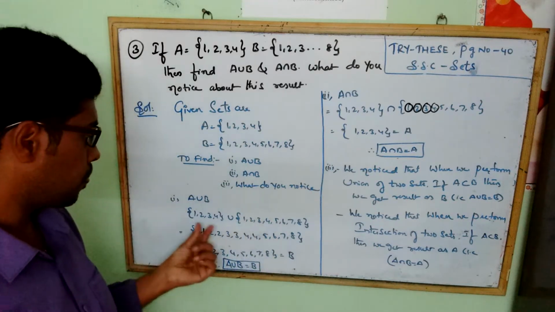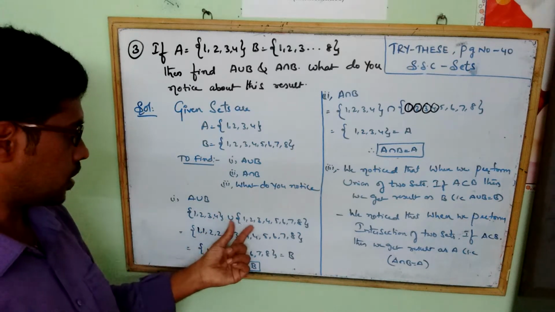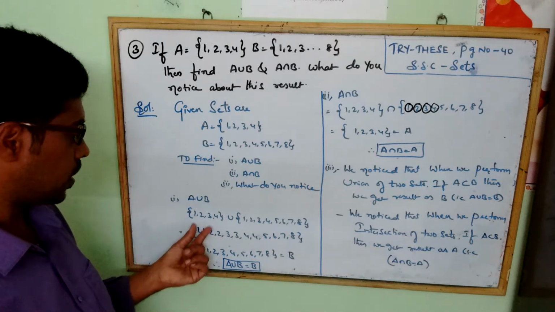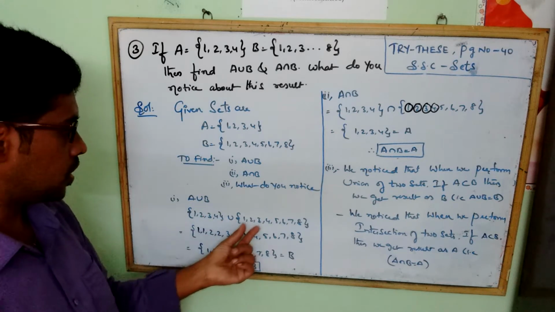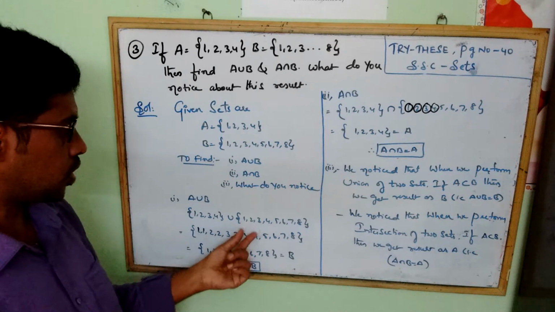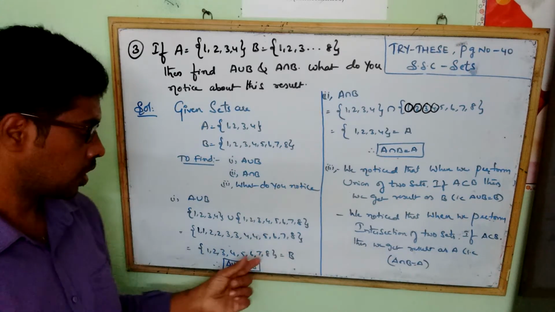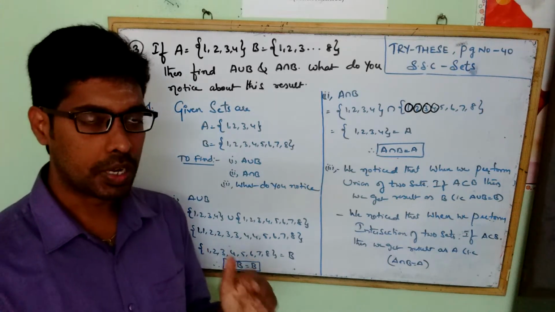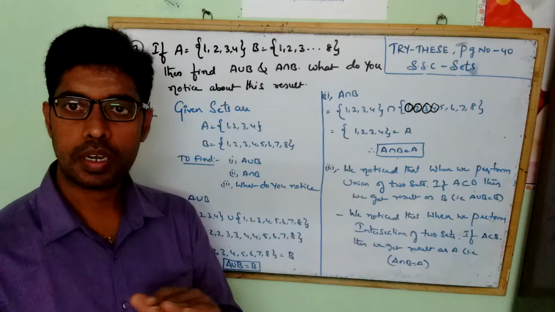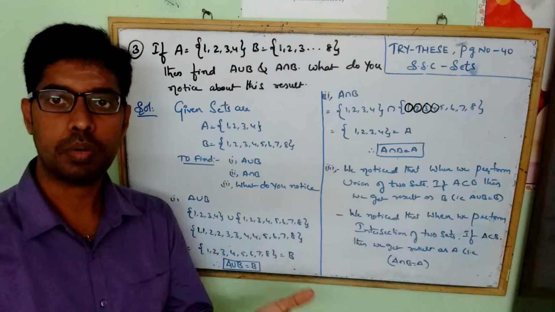So let's see. Here 1 is repeated 2 times from both the sets, so I have written here 1, 1. 2 is repeated 2 times, so 2, 2. 3 is repeated 2 times. Even 4 is also repeated 2 times. Now the remaining ones you also have to write, the non-repeated terms also you have to mention here. Now, as I said, in a set we have to take only the distinct elements, not the same elements. We have to eliminate the repeated elements.